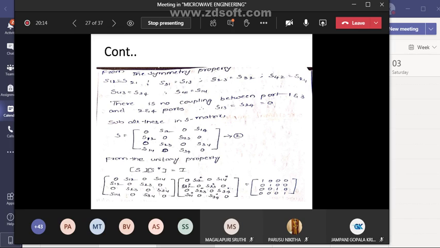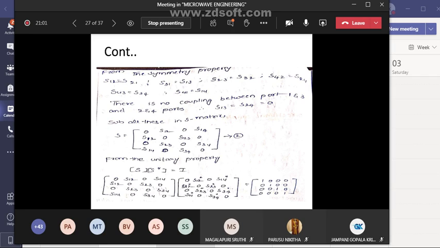Next, S23, so in place of S32 we can write S23. S33 equal to 0 and S34, right? Next, S14, so S41 equal to S14, so in place of S41 we can write S14. Next, S42, S42 equal to S24, if S24 equal to 0 then S42 equal to 0. Next, S34 and S44 equal to 0. Okay, so 4 ports are perfectly matched to the junction, then we can write S44 also 0.